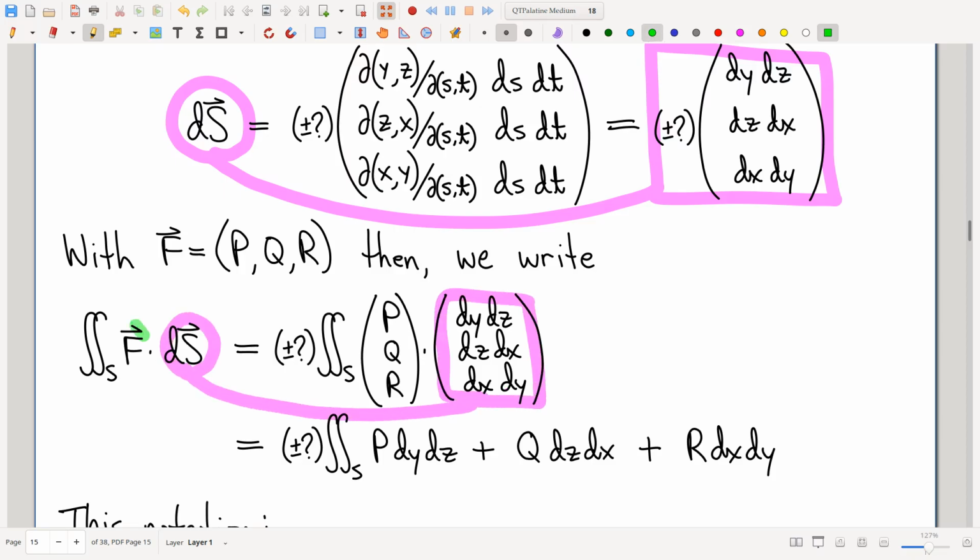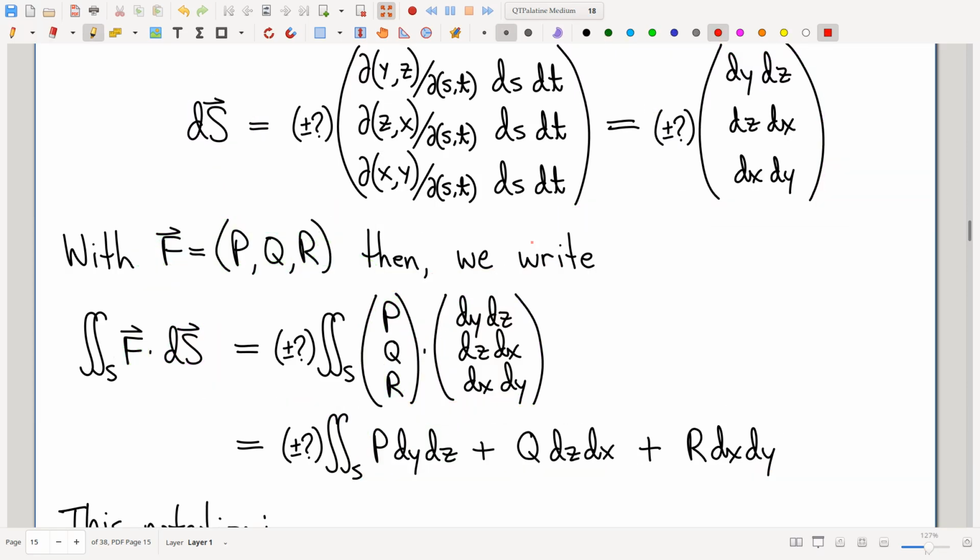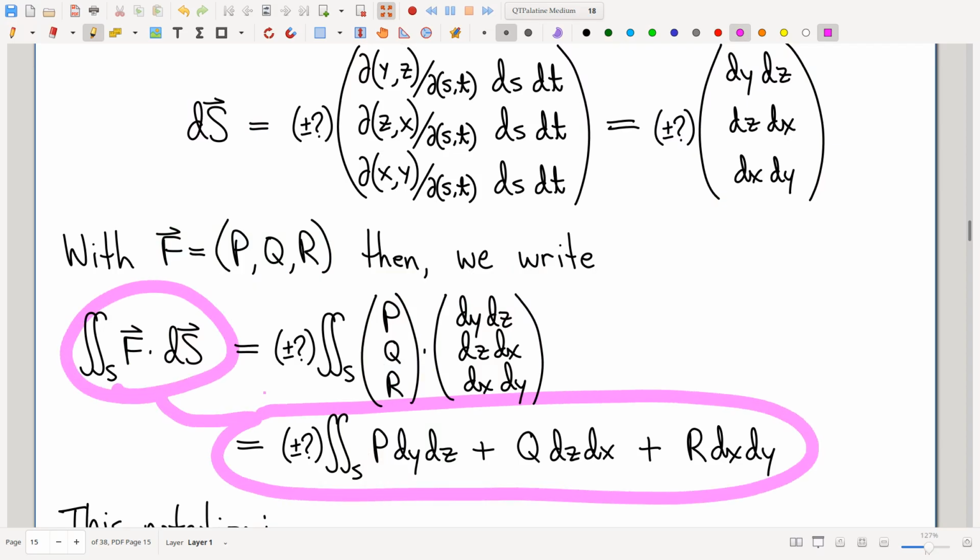And keeping in mind that our vector field has coordinates, let's call them P, Q, R, then crank out the dot product. And that dot product multiplies out to be that. I didn't really do anything, right? Again, I'm just rewriting things. And what we have then is that you can rewrite flux integrals as what I'm going to call coordinate surface integrals, which again, I encourage you to think of as just an alternative notation for vector surface integrals.